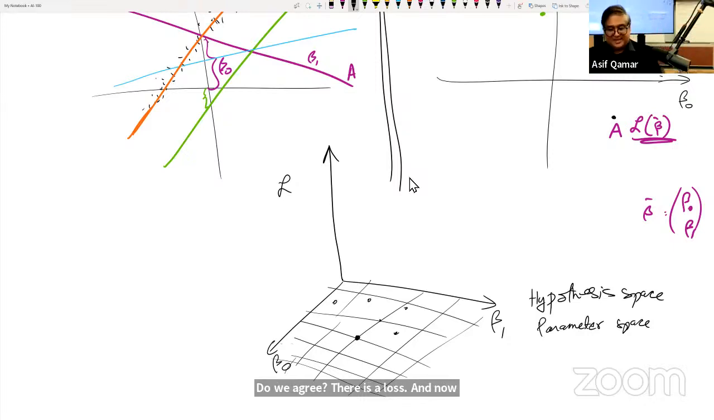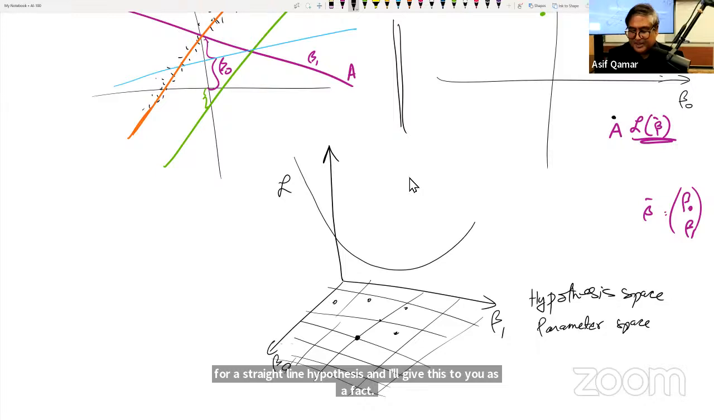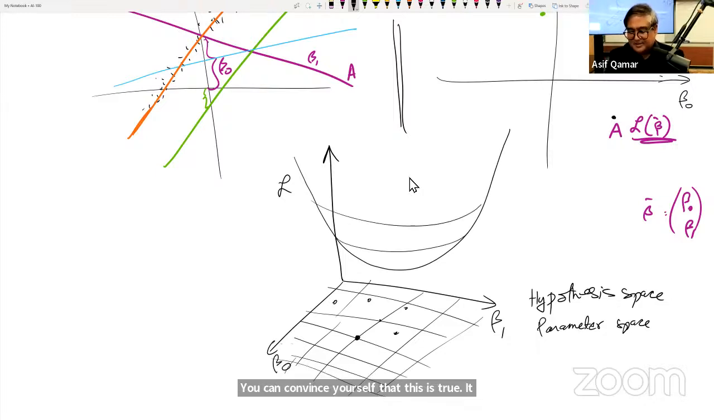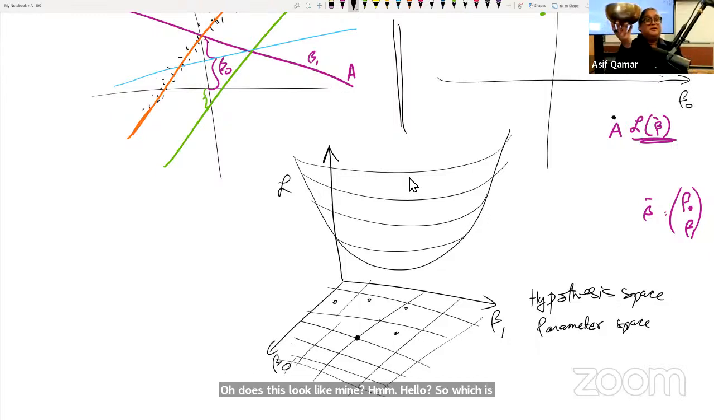And now what you notice is that the loss here for a straight line hypothesis, and I'll give this to you as a fact, you can convince yourself that this is true, is shaped like this. And I'll explain to you why. But first, at this moment, take it as a fact that it is like this. Does this look like a bowl? Yep. So it is like this bowl. Beautiful. And we know, suppose you take a random point. Suppose you happen to take this point as your initial guess. Let me call this A.